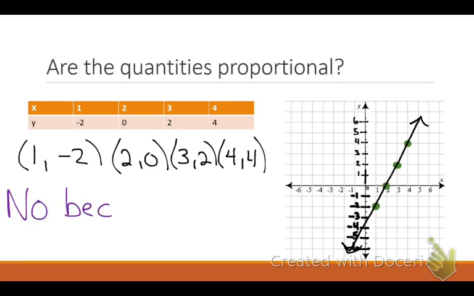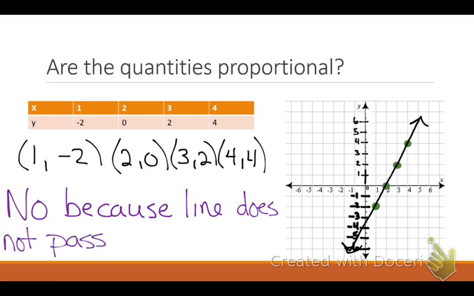Because the line doesn't pass through the origin. Does not pass through origin. And I'll abbreviate through. Okay. Does not pass through the origin.